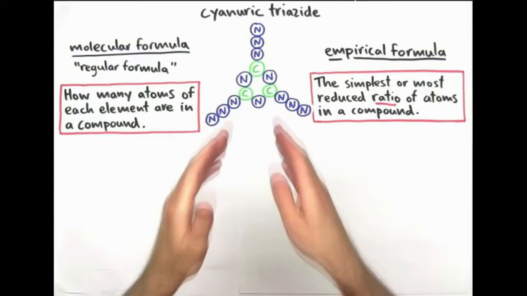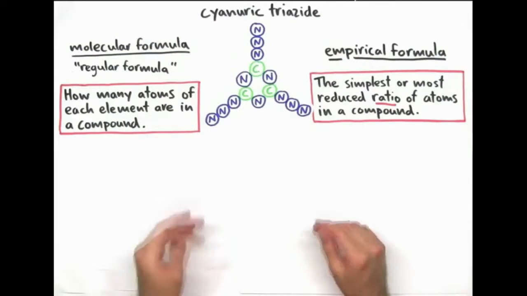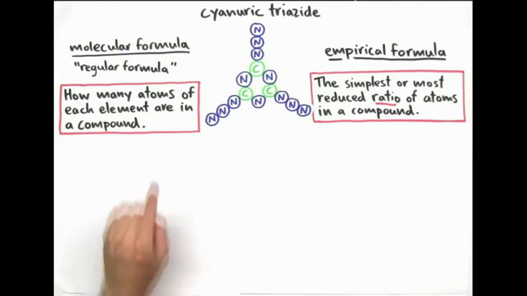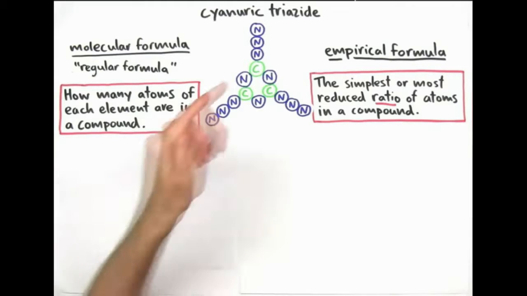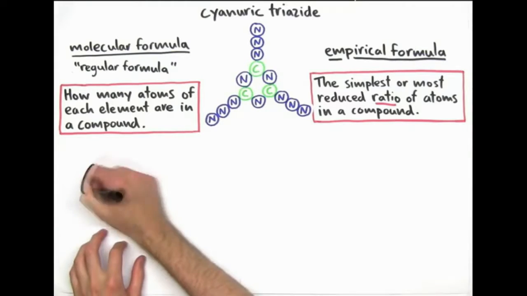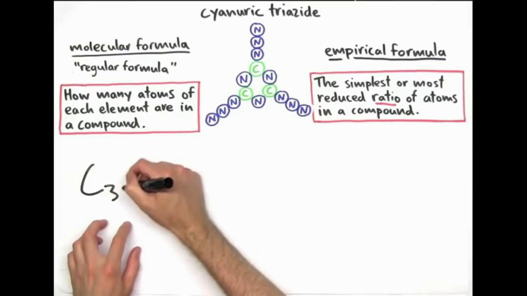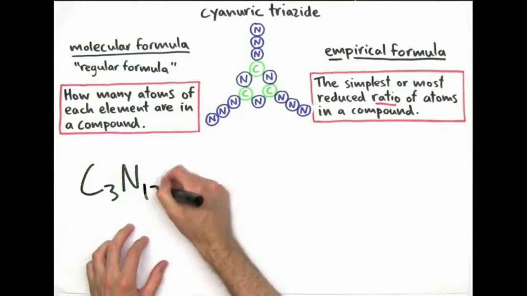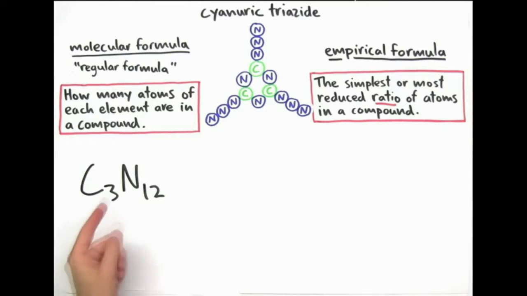Let's look at another. Here's a molecule of the compound cyanuric triazide. I think this molecule has a really cool shape. It looks like something out of Star Trek or something. So for the molecular formula, how many atoms of each element do we have here in this compound? We've got carbon, and we have 1, 2, 3 of them, so C3. And then we've got nitrogen, and we have 1, 2, 3, 4, 5, 6, 7, 8, 9, 10, 11, 12, N12. That is our molecular formula, C3N12.